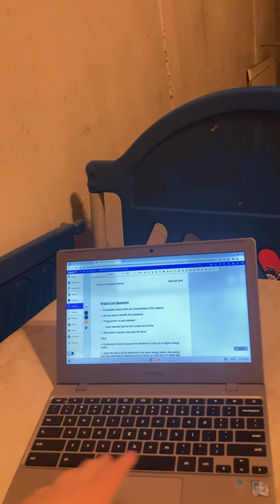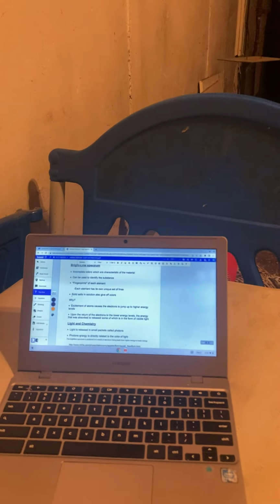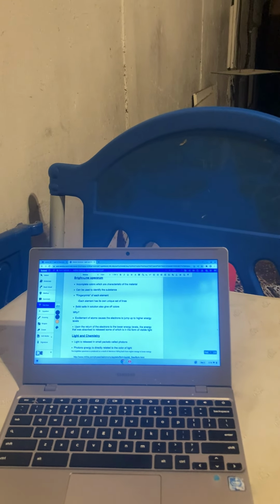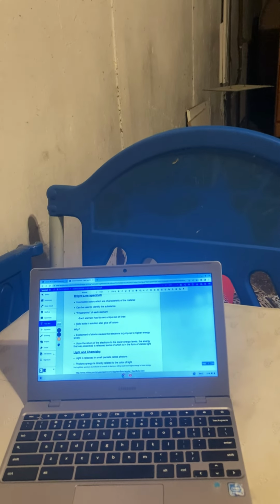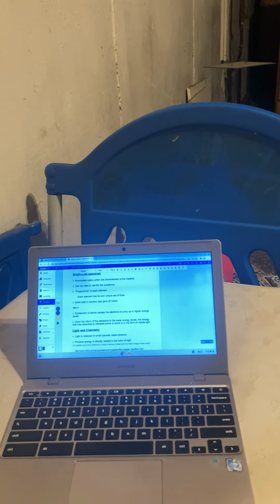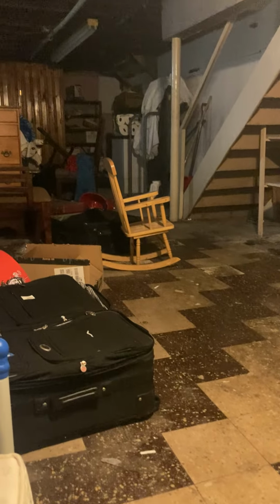Solid salts in solution also give off colors. Why? It's because of the excitement of the atoms. It causes electrons to jump to the higher energy bands. Upon the return of electrons to lower energy levels, the energy that was associated is released in some form of visible light. This is where light and chemistry intertwine. Get ready for the marriage between physics and chemistry.